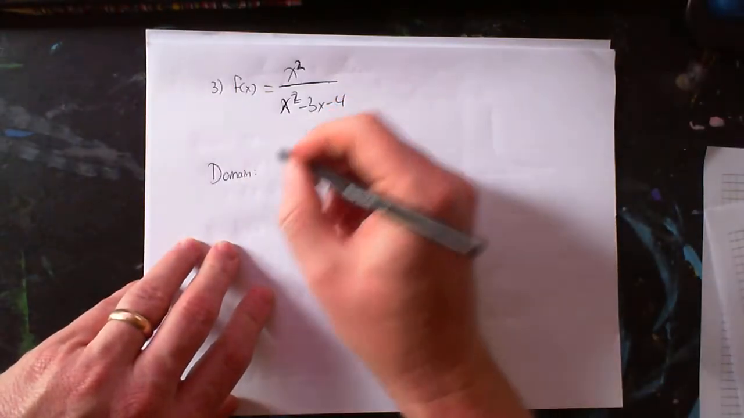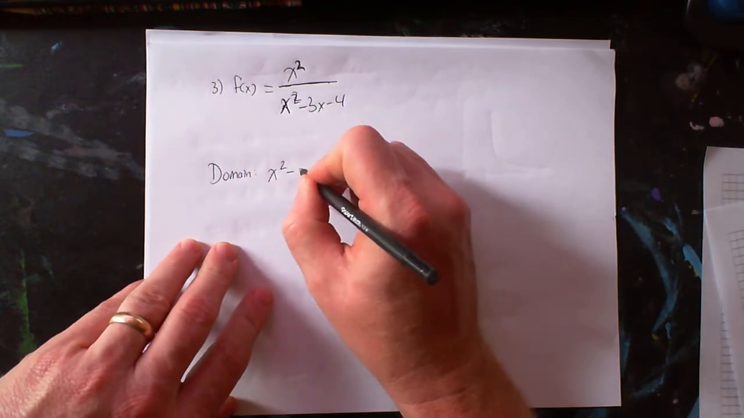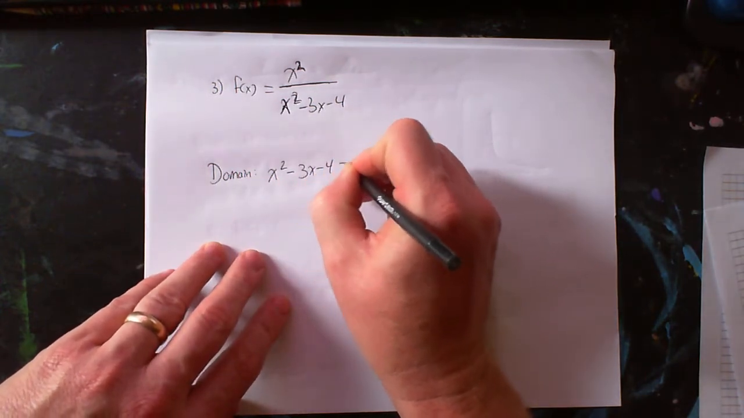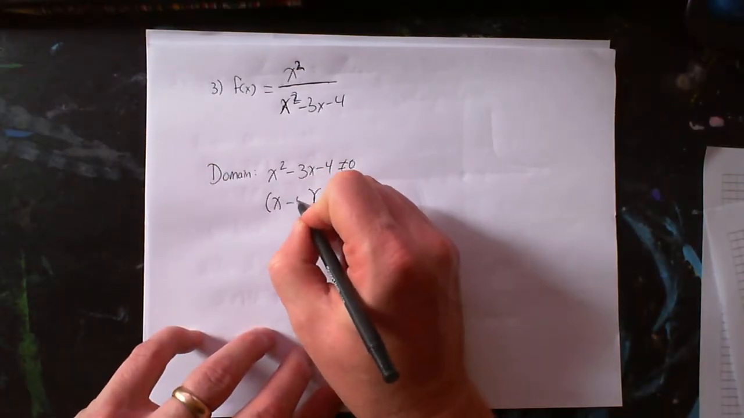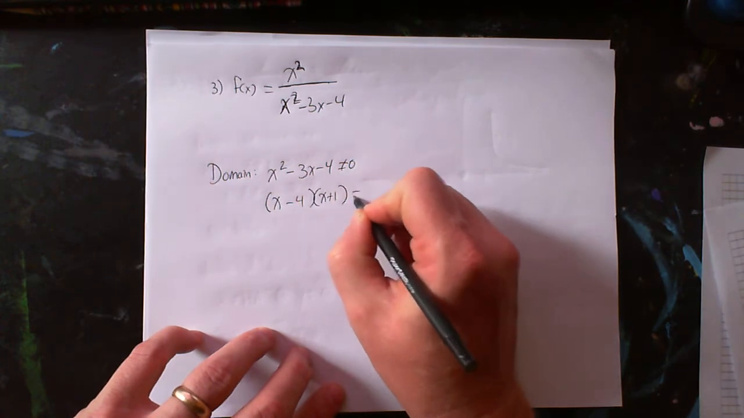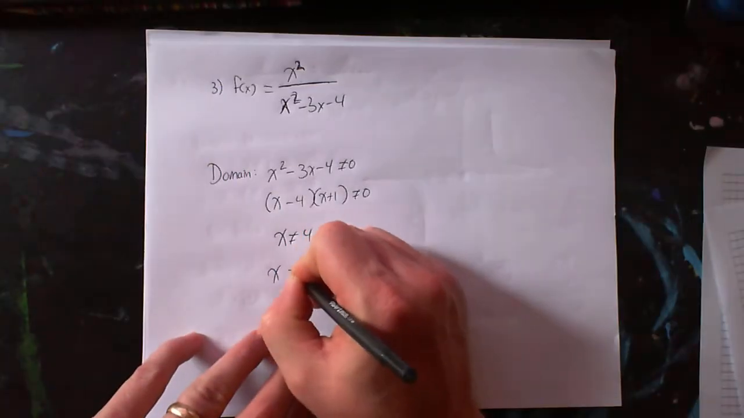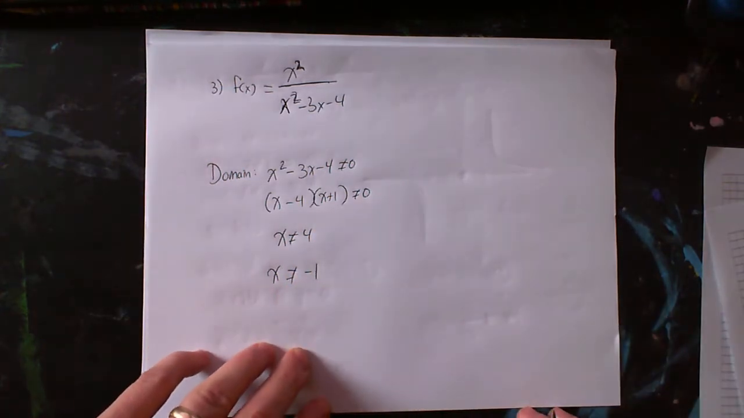Domain. We're going to look at that bottom term, x squared minus 3x minus 4. Set that not equal to 0. Factor it out. So we get x minus 4 and x plus 1 cannot equal 0. So x cannot equal 4. x cannot equal negative 1.